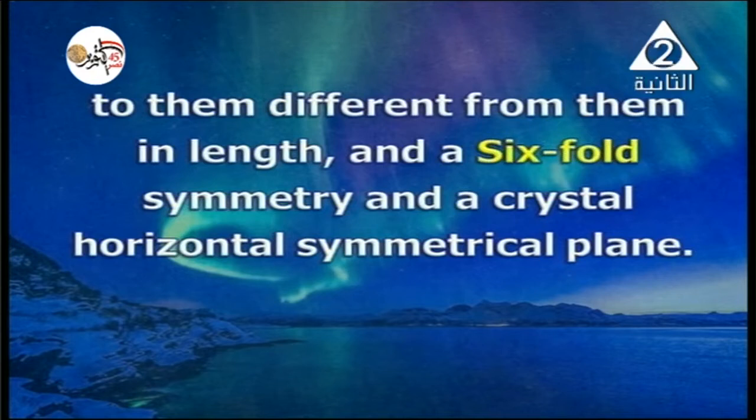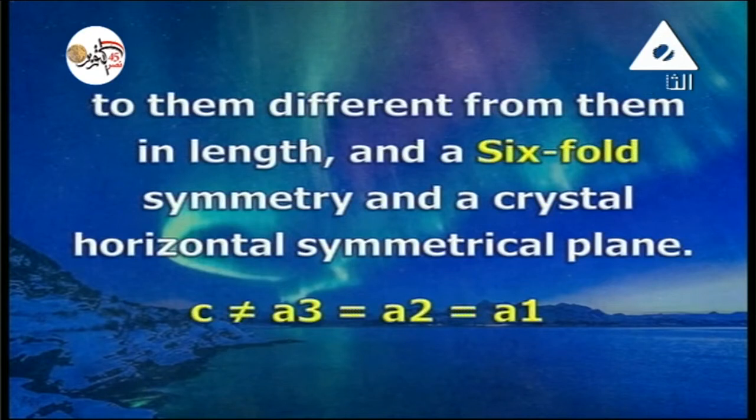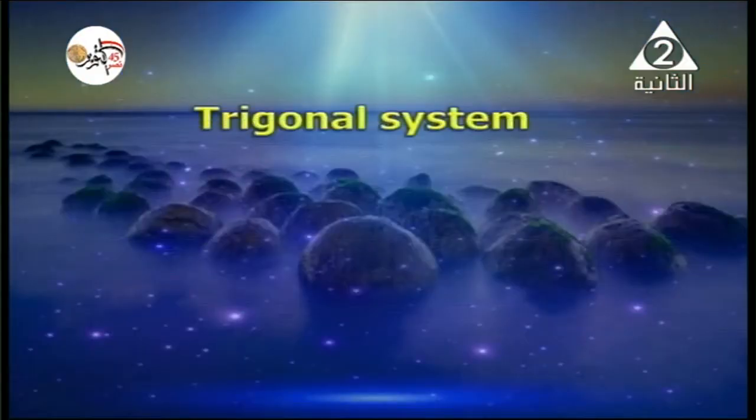lacks this six-fold symmetry, and it doesn't have the horizontal symmetrical plane. The C axis in the trigonal system has threefold symmetry. Now let's go to our properties here. C is not equal to the horizontal axes A1, A2, and A3.